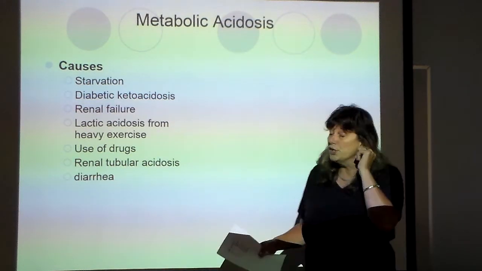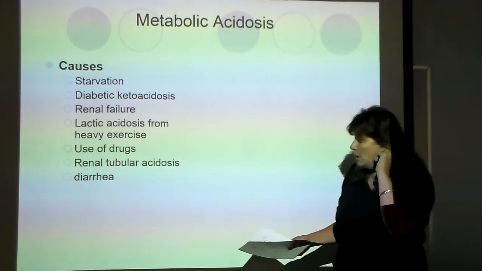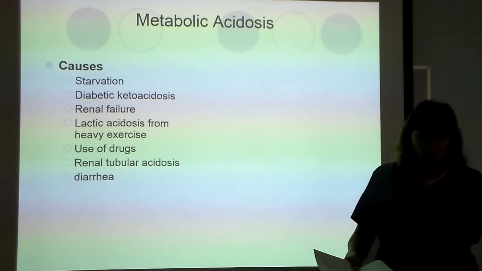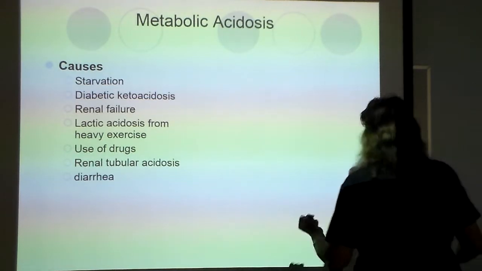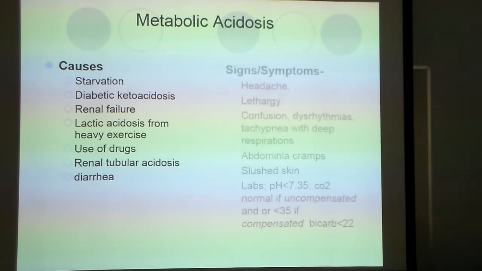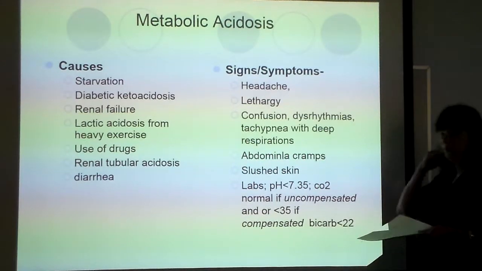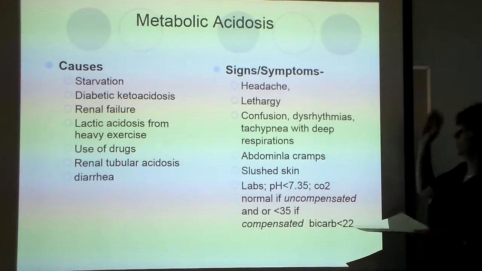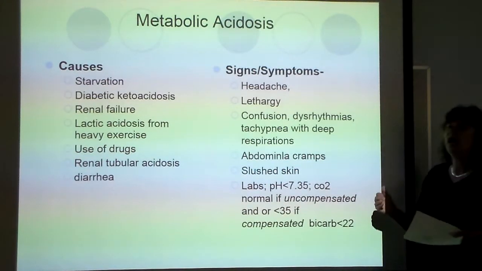Heavy use of illicit drugs, renal tubular acidosis, as in kidney disorders, and long-standing diarrhea can cause metabolic acidosis. The signs and symptoms that you're going to see: headache, lethargy, confusion, dysrhythmias again. You're going to see deep respirations.